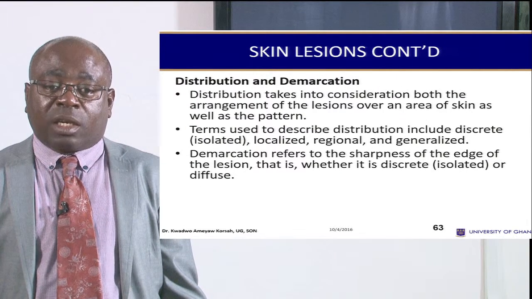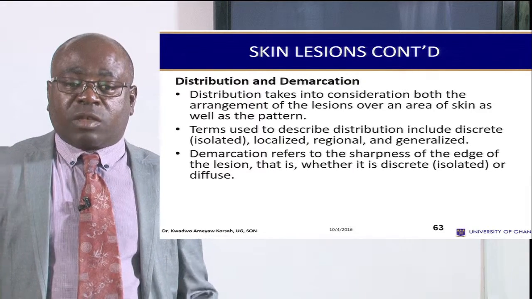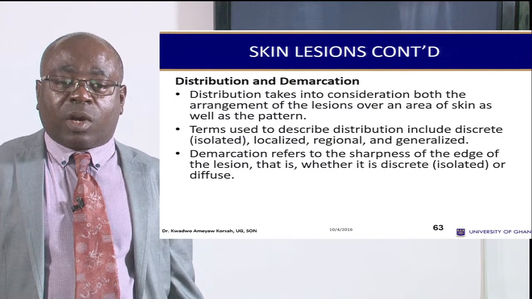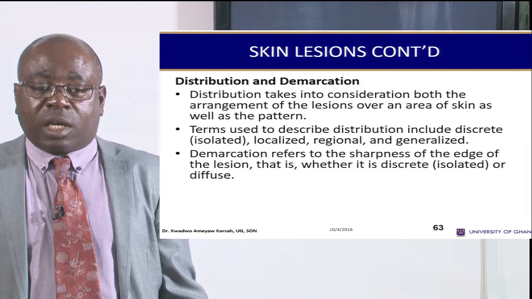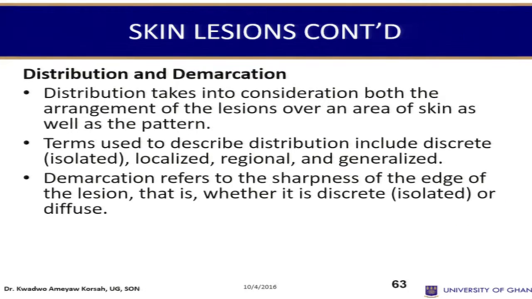And then distribution and demarcation. Distribution takes into consideration the arrangement of the lesions over an area. For distribution, we can think about localized distribution, regional distribution, and generalized. Localized means a specific place, regional means a particular region, for instance the trunk, chest area or abdominal area, and generalized means from head to toe. Demarcation refers to the sharpness of the edge of the lesion, that is, whether it is discrete, isolated, or diffused.